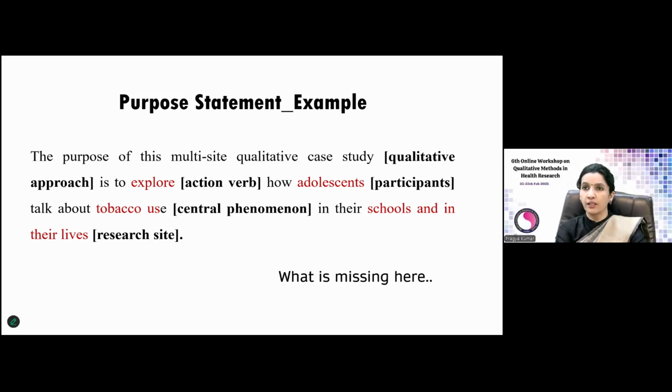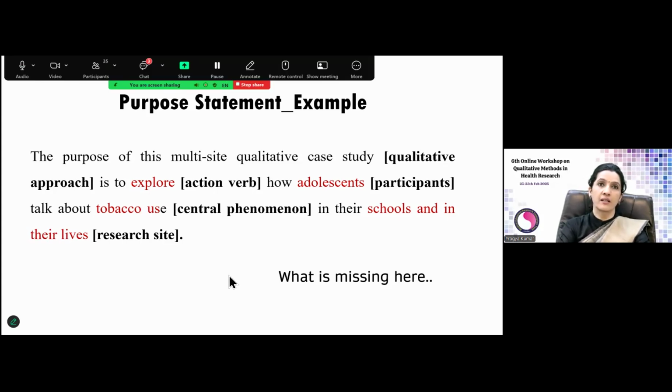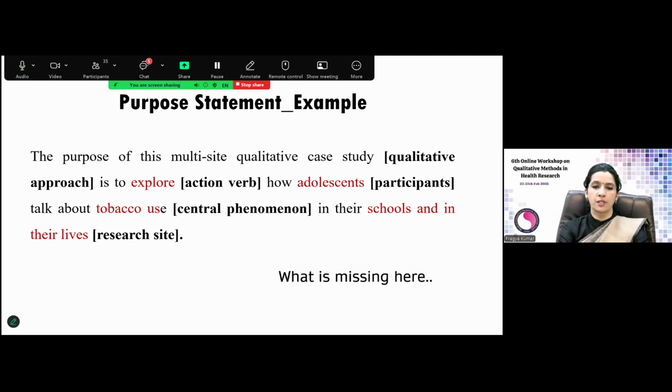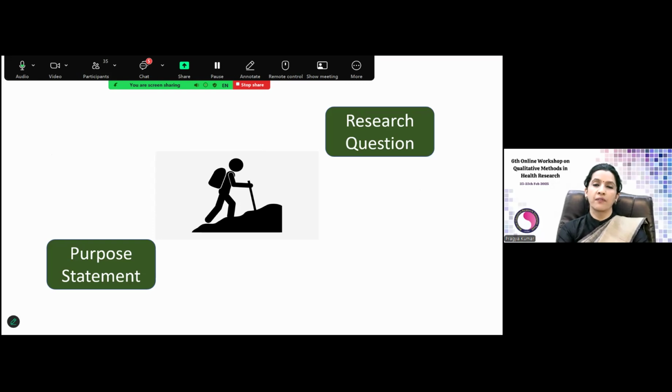Thank you, Dr. Rini. Yes, what is missing here? Again, the definition of the central phenomenon. What he has written is about tobacco use, but he has not defined it. How does he define tobacco use? Last 1 year, or last 6 months, or last 1 month? Yes, the definition of the central phenomenon. So we have defined the problem statement, we have defined the purpose statement.